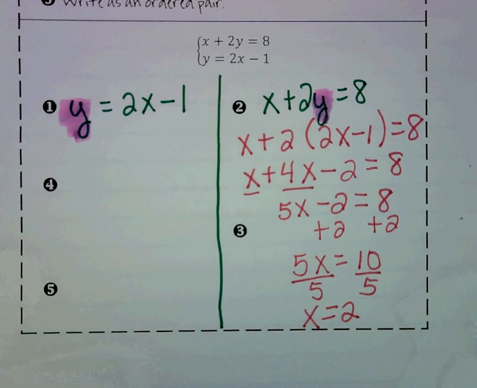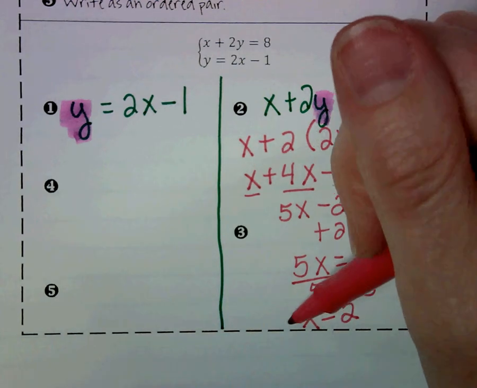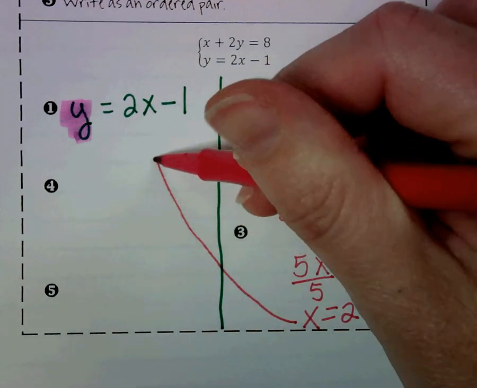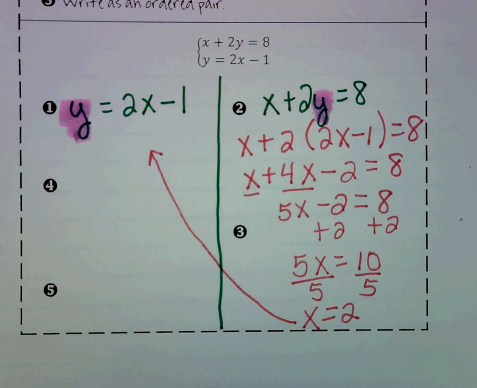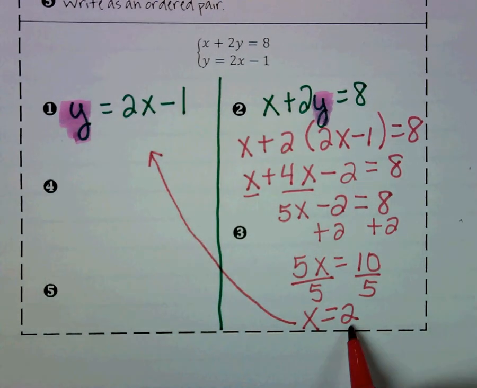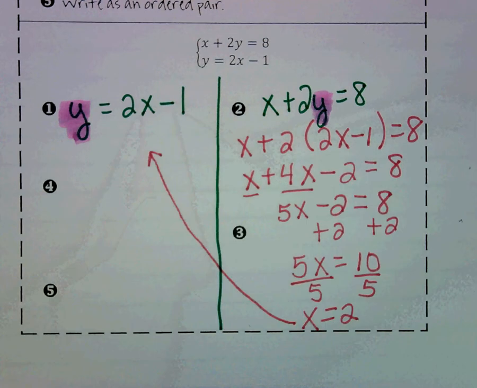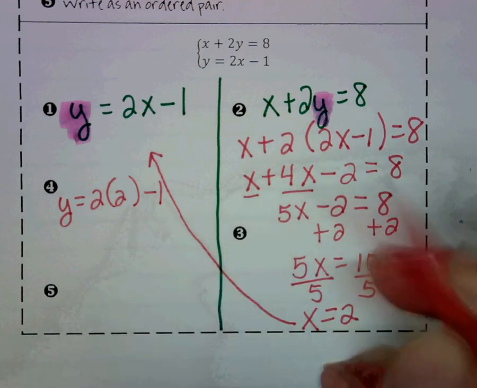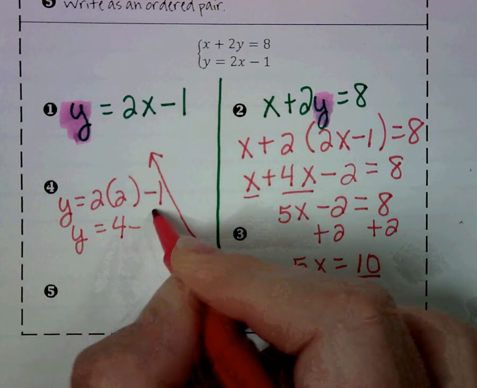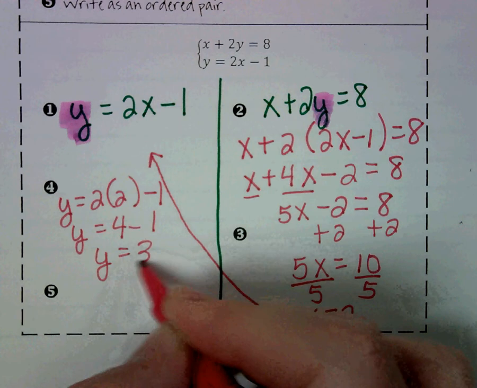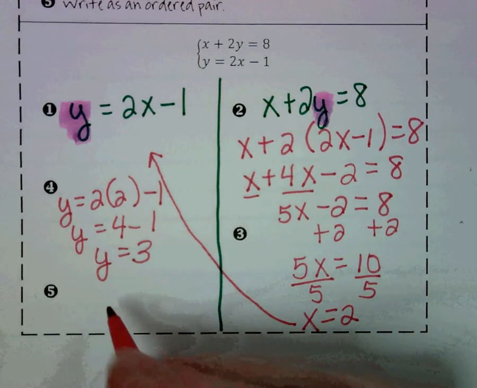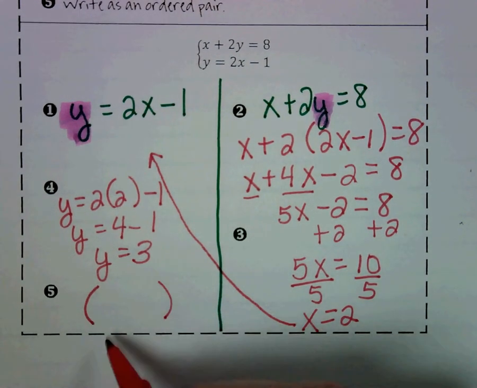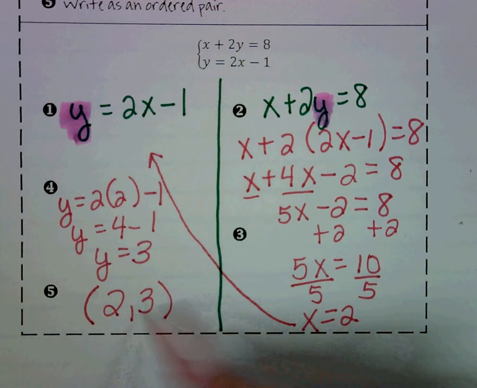Now remember, we're not done because our solution has to look like an ordered pair. And so far, all I found is x. So now I'm going to take my x, and I'm going to go back up here to the other equation. And now I'm going to substitute 2 in place of the x, so that we can find out what y is. So this would be y equals 4 minus 1, and I get y equals 3. Now I have an ordered pair. My solution is (2, 3).